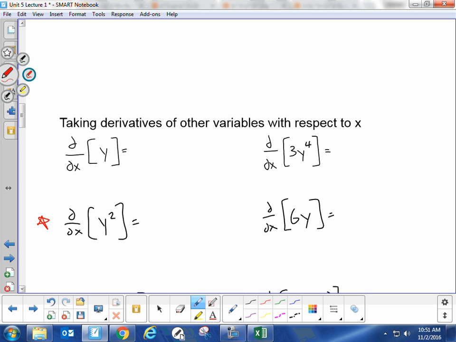Well, before we do that, let's recall that we said the derivative of y with respect to x was dy dx. Now, how did I get dy dx? It's like multiplication when we're dealing with this notation. We have like y over 1. The d gets multiplied by the y. The dx gets multiplied by the 1. You get dy dx. So that's important. The derivative of y, we say, is y prime. But we will be using dy dx for this unit.